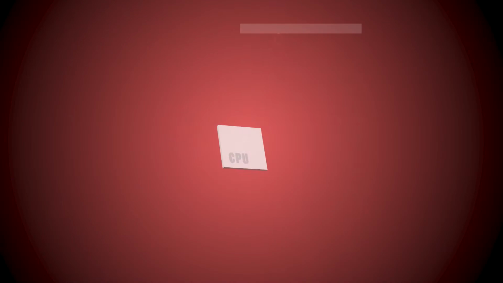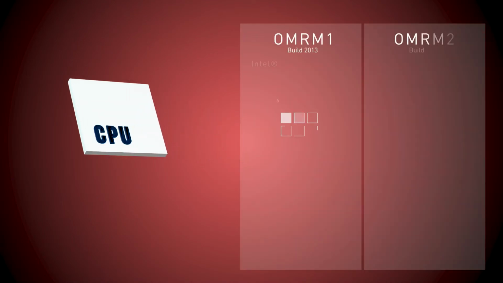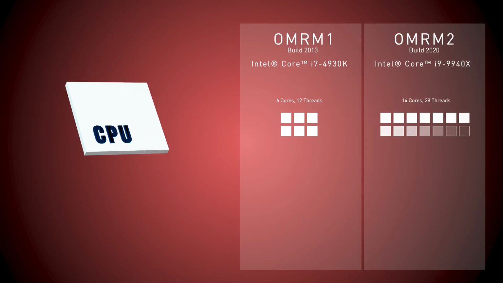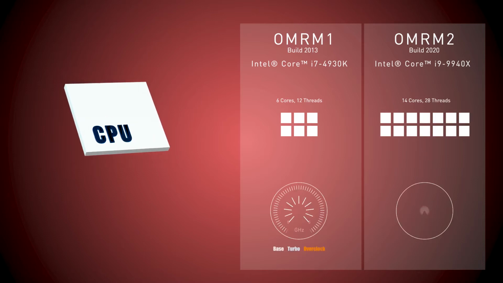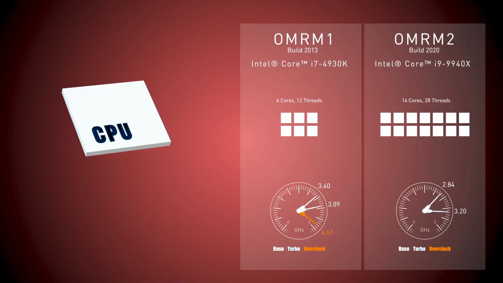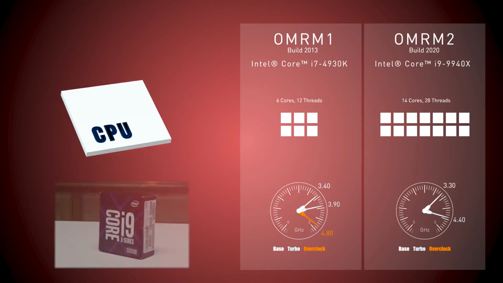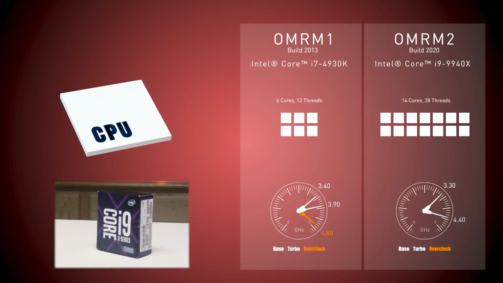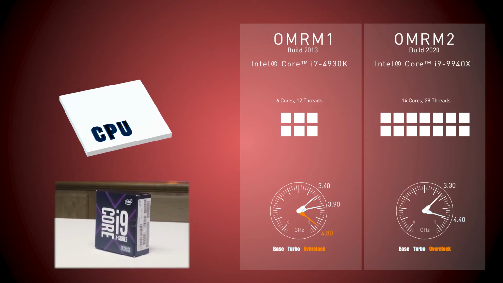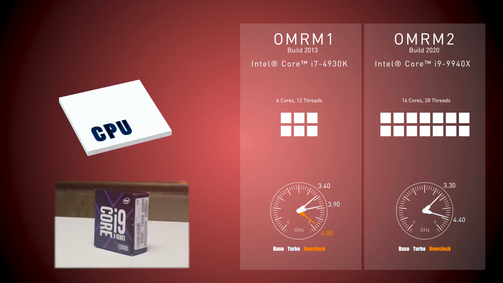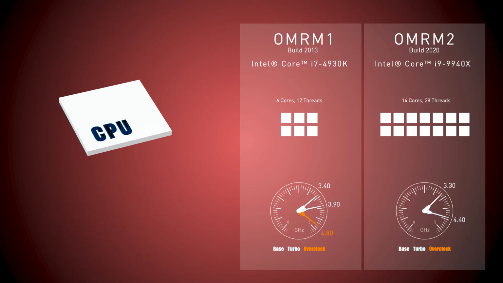I started with the CPU. For the past 7 years, I've been using a 6-core Core i7 4930K, and it has been fantastic. I've used it to render 4K video and After Effects animations. I chose to upgrade to the Core i9-9940X 14-core CPU, which is more than double the threads of the previous CPU at about the same speed.